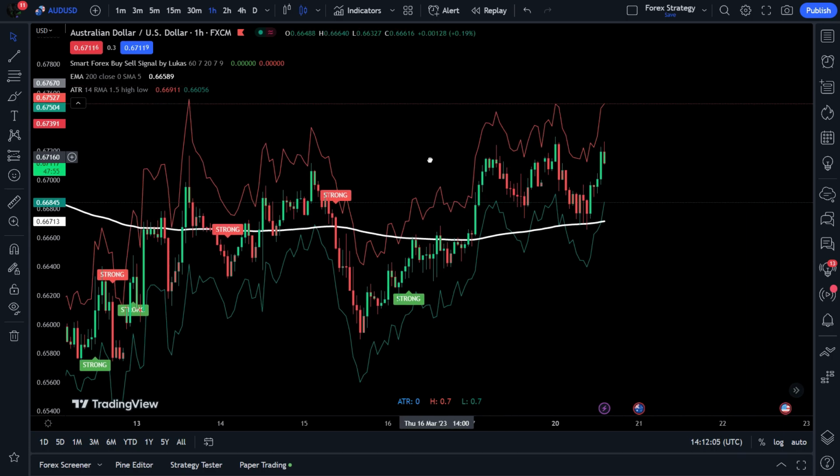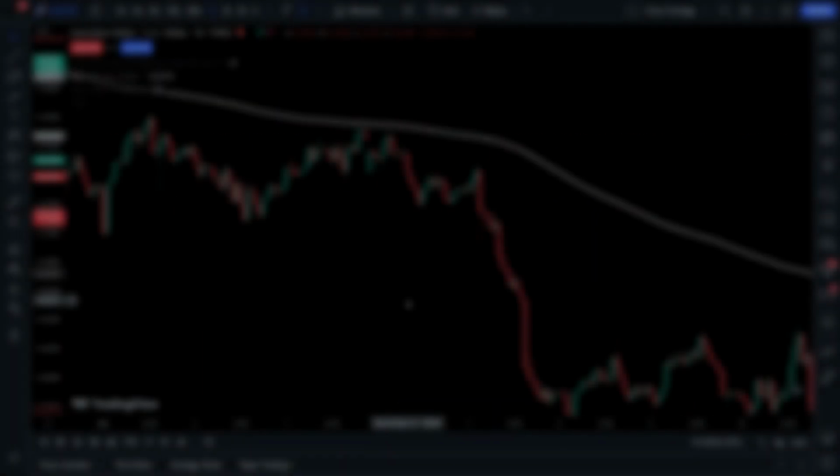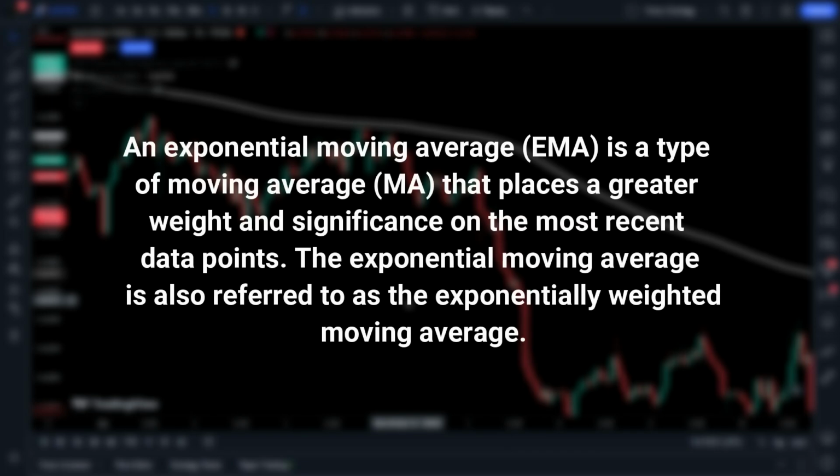Now that we have finished adjusting our settings, let's run through what each indicator does and how it will help us. The exponential moving average is a type of moving average that places a greater weight and significance on the most recent data points. This indicator is going to be used to determine what type of trades we take, either long or short. I will explain this later in our trade examples.